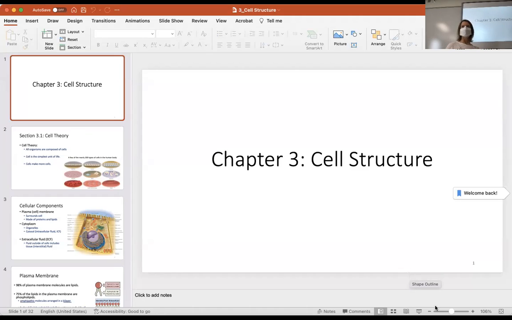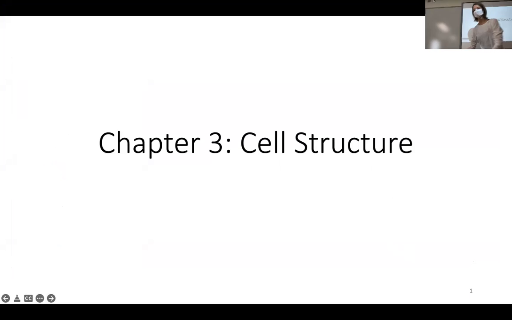Any questions before I go into the cell structure? I don't think we started on this at all. I'm a little bit behind in this class compared to my 9 a.m. I think that's what I seem to remember. But we should get through it. Should get through it today.